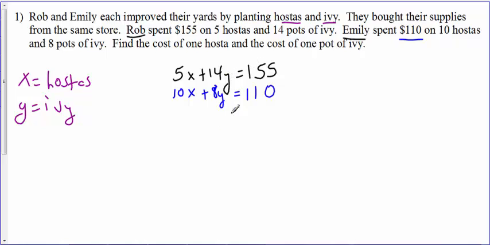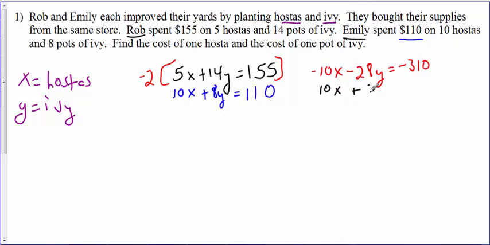Now, in doing this, we're going to use elimination because both of our equations are in standard form. So, first things first, we're going to multiply the top one by negative 2. And what that's going to give us is negative 10x minus 28y equal to negative 310. And of course, we'll just take this bottom equation and bring it over.